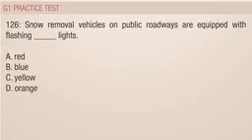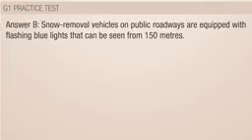Question 126. Snow removal vehicles on public roadways are equipped with flashing, fill in the blank, lights. A. Red. B. Blue. C. Yellow. D. Orange. Answer B. Snow removal vehicles on public roadways are equipped with flashing blue lights that can be seen from 150 meters.